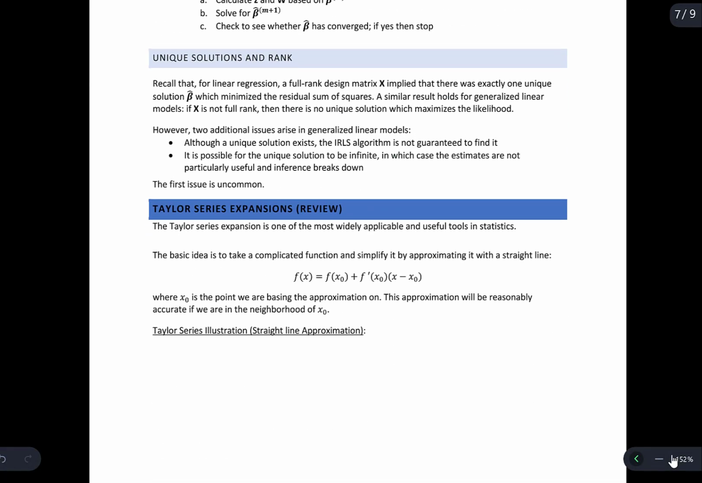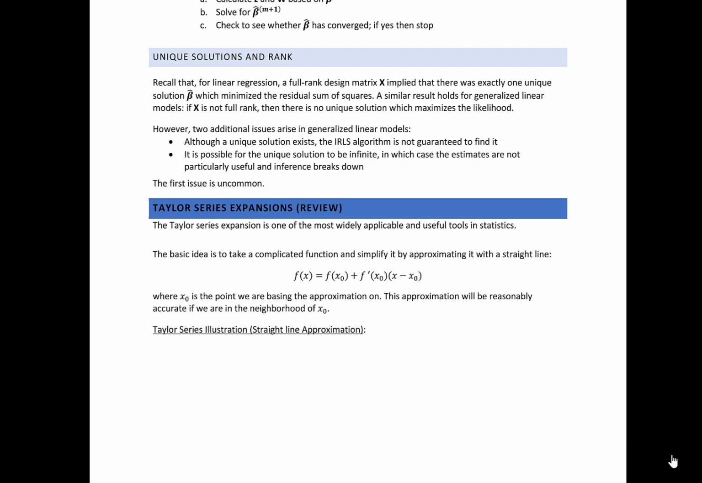And so the last part here in the notes, if you're interested, I do have a review here of Taylor series expansions.